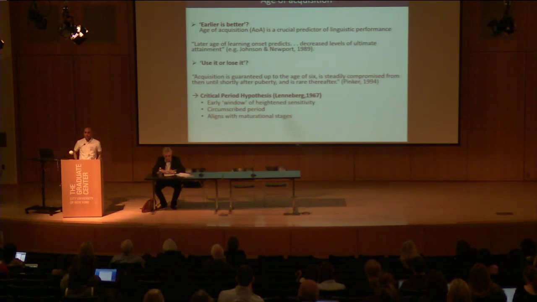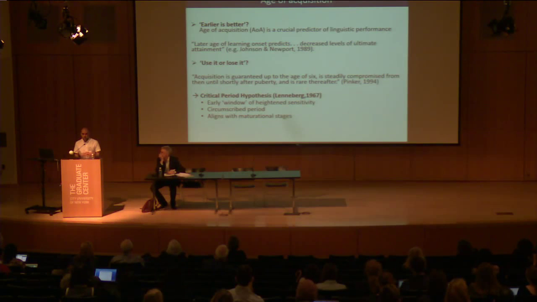Like Harald said, age of acquisition effects can be thought of as linear or non-linear in some linguistic measure. And this is an important distinction because it aligns with two very different conceptions about the role of age of acquisition. In one of them, that we could term earlier is better, age of acquisition is a crucial predictor of linguistic performance, such that a later age of onset of learning will then predict decreased levels of ultimate attainment. So ultimate attainment being the asymptotic level of linguistic competence that would be reached after years of learning or of exposure.